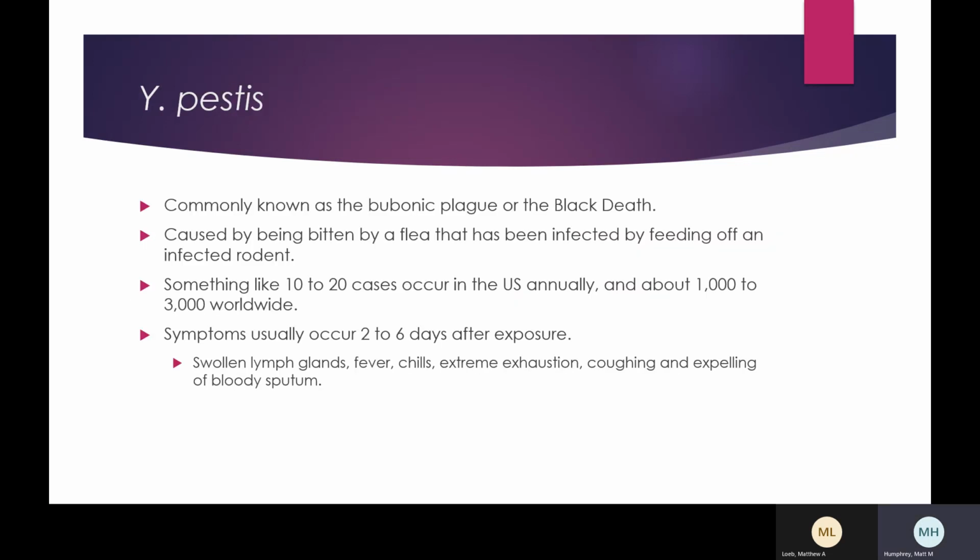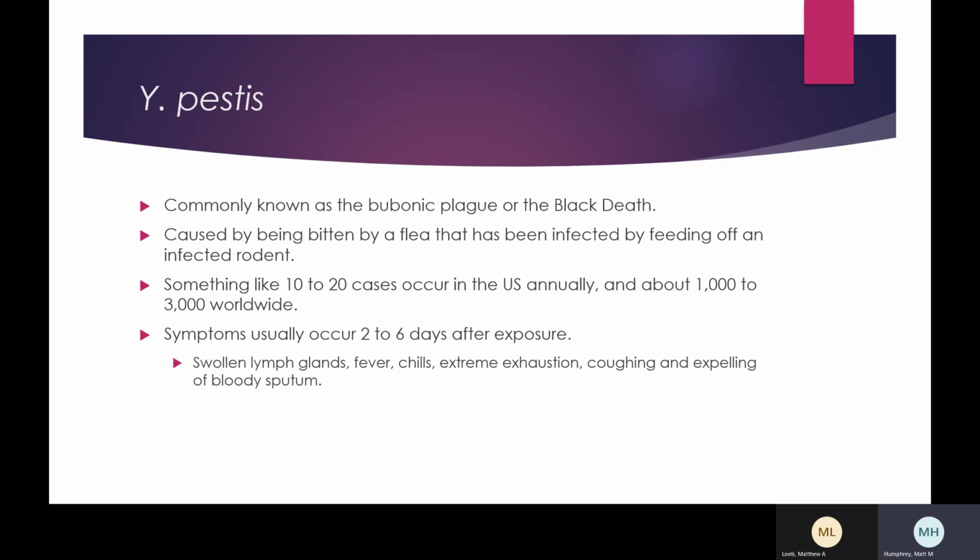And then Yersinia pestis, our friend, the cause of the bubonic plague or the Black Death. And really we've traced the cause to being bitten by a flea that has been infected off of feeding off of a dead rodent, which is kind of gross. And something like 10 to 20 cases occur in the United States annually, and about 1,000 to 3,000 worldwide. So kind of interesting about this is one of those that they'll give you like a case study for it. And they will tell you this is endemic in the southwestern part of the United States.